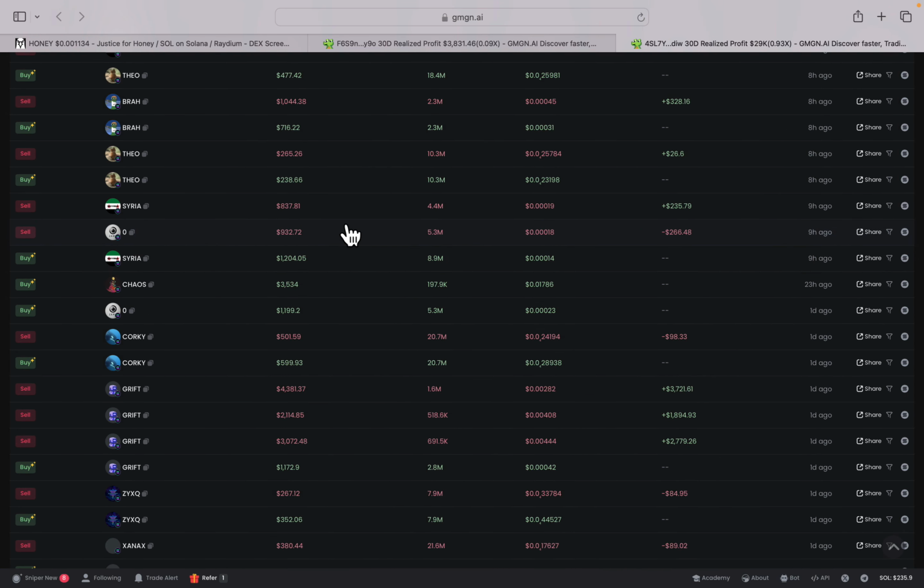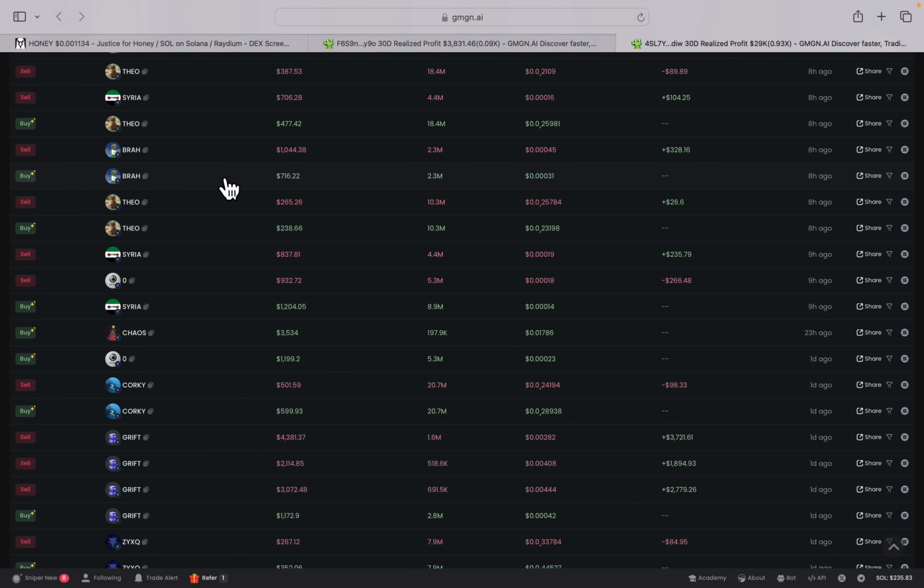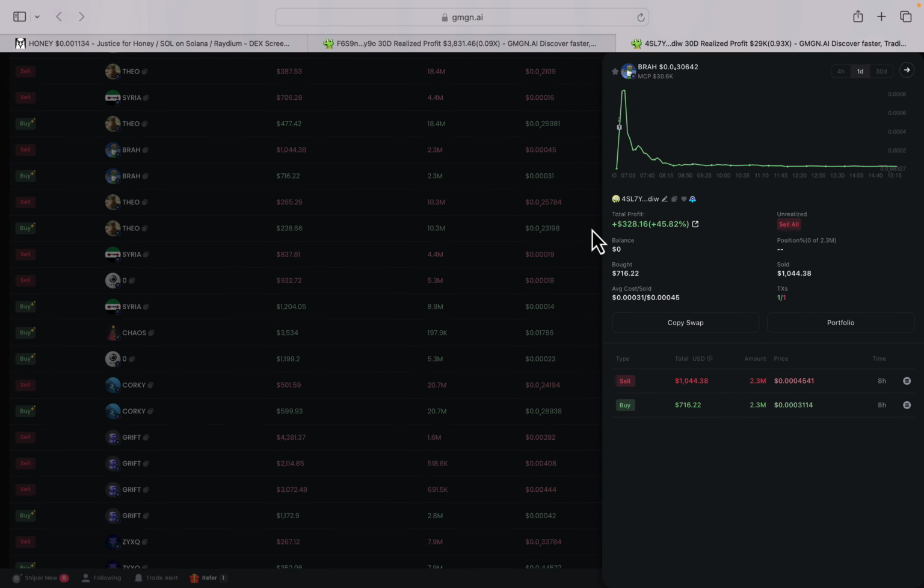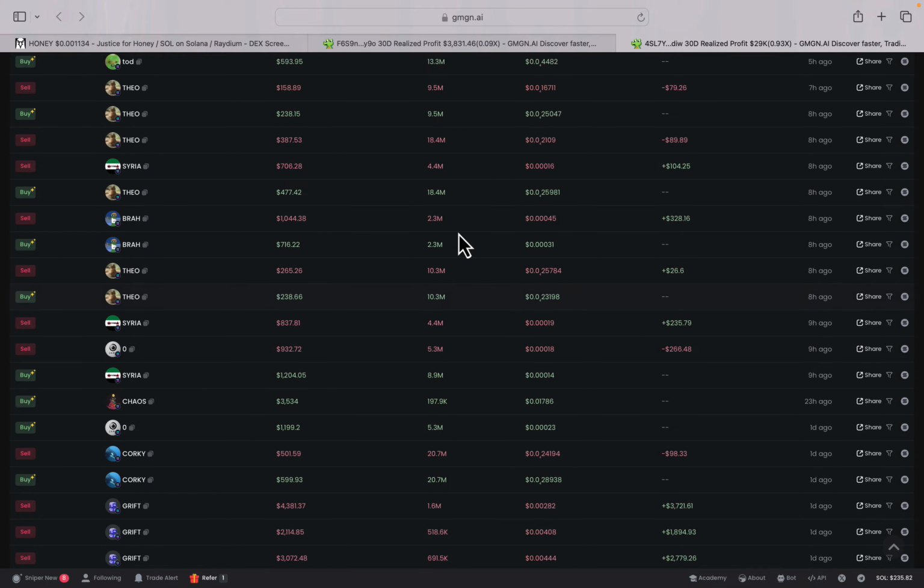He knows how to jump in different tokens, and if the token runs, he will keep his tokens, and if the token doesn't perform well, he will sell those with low loss. For example, this one, he made a good profit in here as well, about 50%.